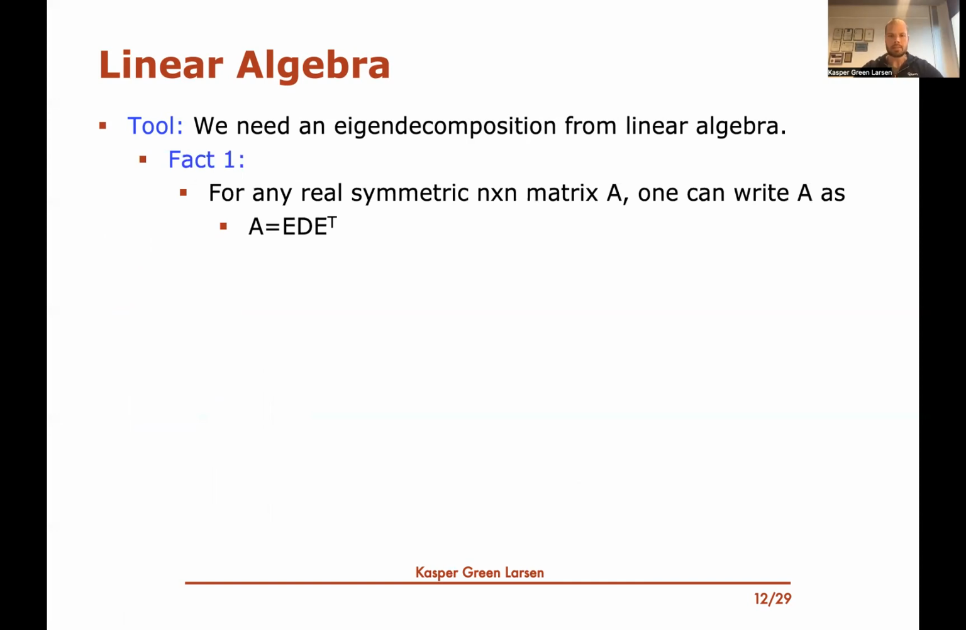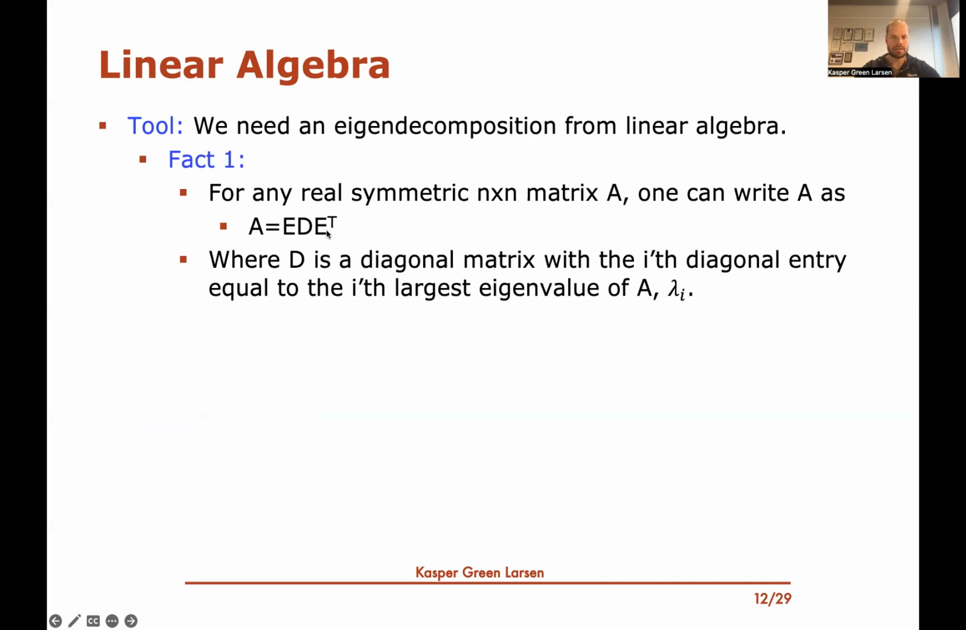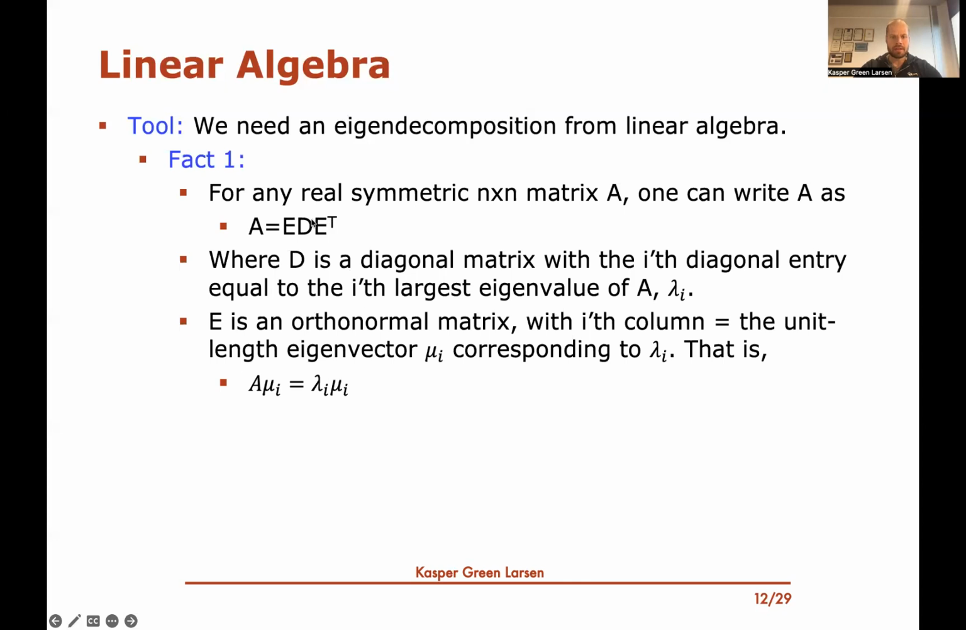So if you have a real symmetric n by n matrix A, where symmetric means that the i comma jth entry is equal to the j comma ith entry, then one can write A as E times D times E transpose, where these matrices satisfy something special. The D matrix here is a diagonal matrix, meaning it has only non-zeros on the diagonal. And the ith diagonal entry is equal to the ith largest eigenvalue of A. So let's call this lambda i. Now, E here is an orthonormal matrix, which means that all its columns have unit length and are orthogonal. The same goes for all its rows.